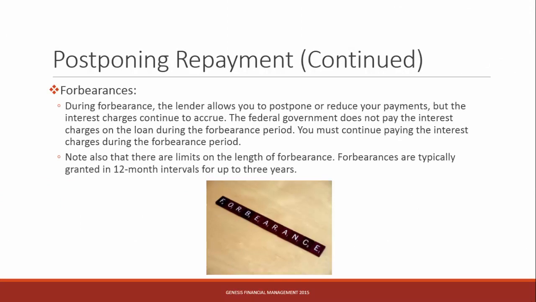Forbearances. During forbearance, the lender allows you to postpone or reduce your payments, but the interest charges continue to accrue. The federal government does not pay the interest charges on the loan during the forbearance period. You must continue to pay the interest charges during the forbearance period. Note also that there are limits on the length of forbearance. Forbearances are typically granted in 12-month intervals for up to 3 years.